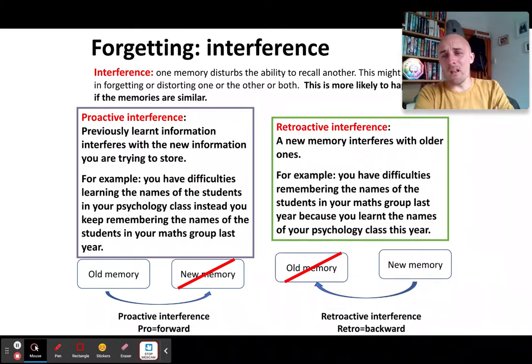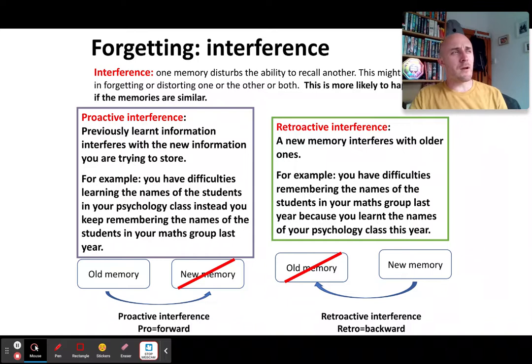Same thing applies to classes, by the way. At the time of filming, my second years have not long left, right? I remember my second years very, very well. The year before, I don't remember as much because my newer classes are affecting my ability to recall my old classes. So, quite a simple theory.